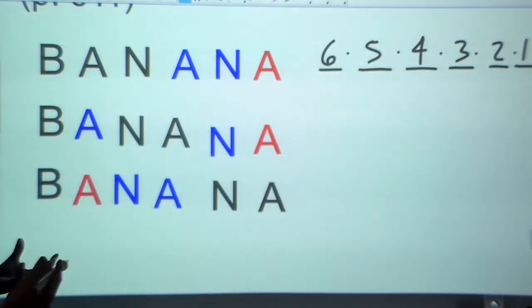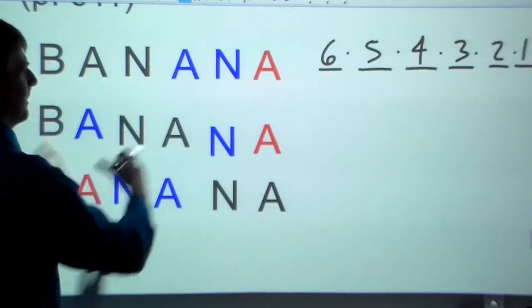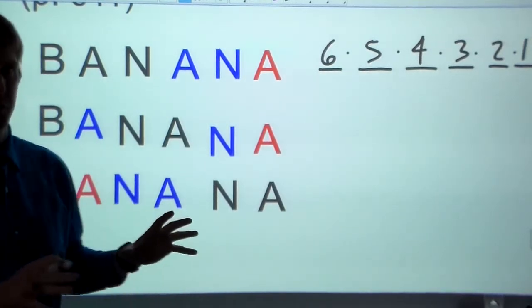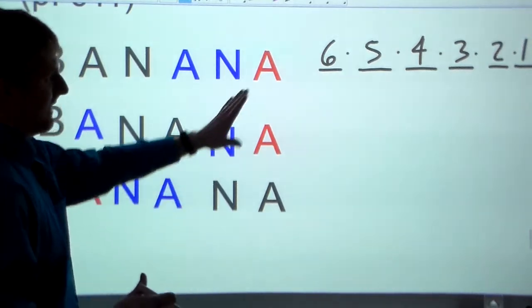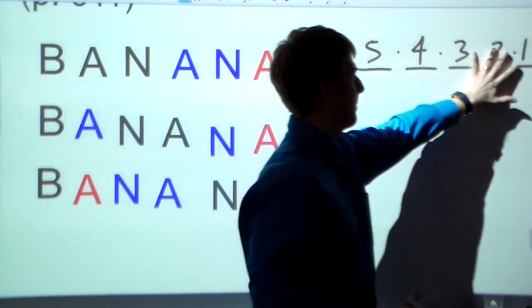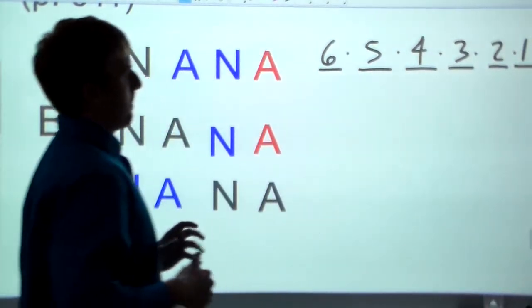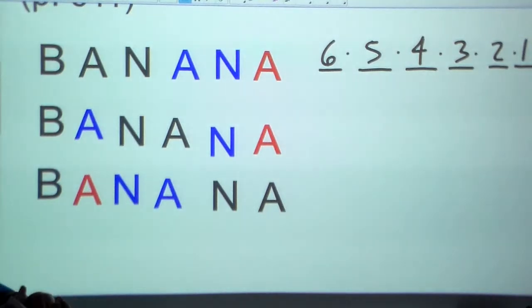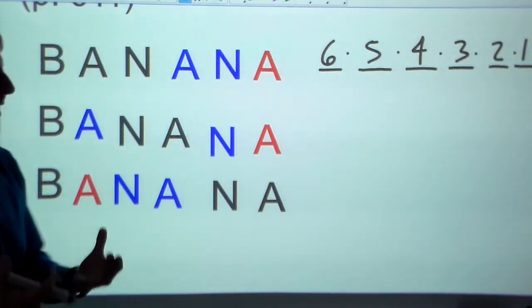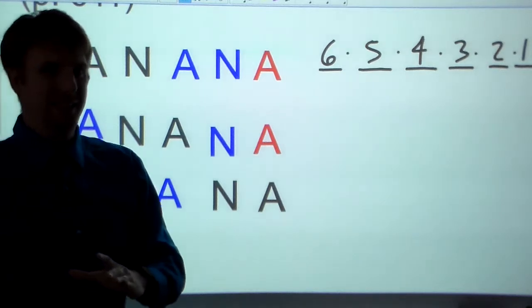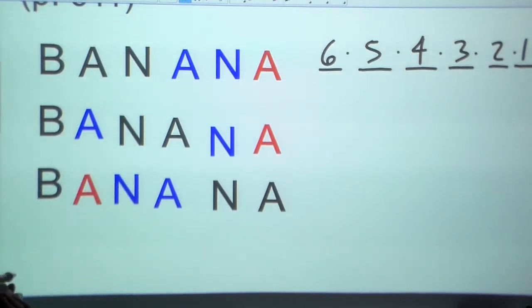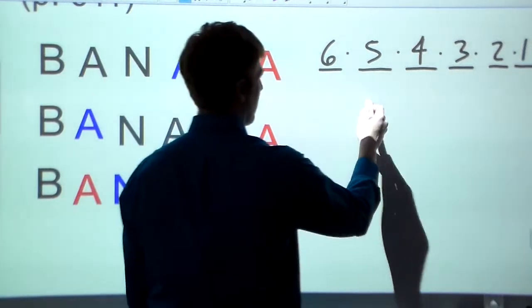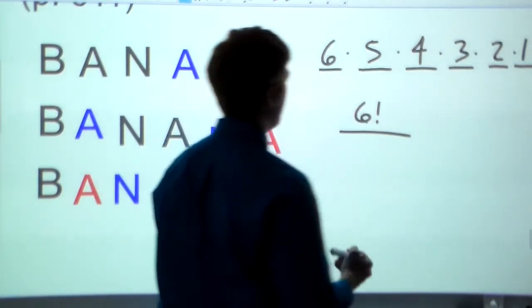But now I'm looking at all the ways I can scramble these letters around. Not necessarily spelling the word banana, but just scrambling these letters around. That's how many ways it can be done. Right? That's a permutation. If you really want to get down to it, it's a permutation where you choose all the letters. I don't think you need to get that detailed here, but that's your permutation. So 6 factorial is what that comes out to be.